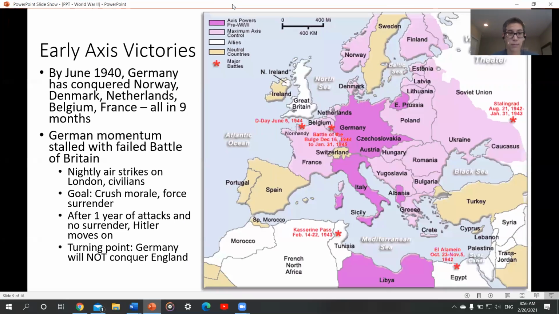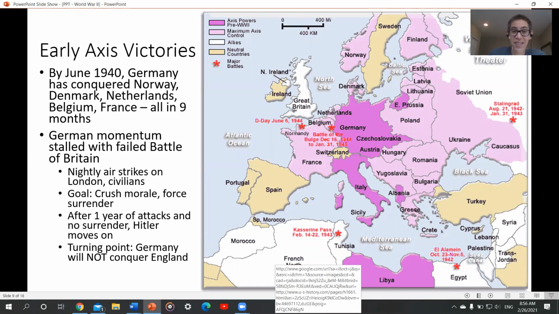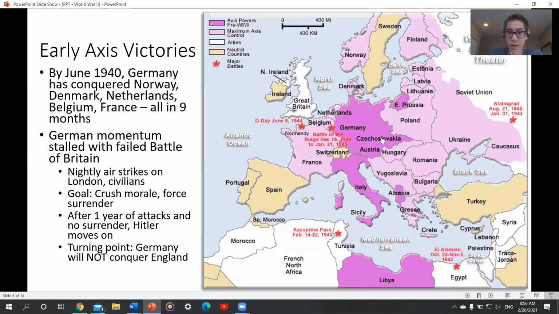So that by 1940, Hitler has conquered all of those pink and light pink colors. He's got his initial empire of Czechoslovakia, Austria. He's got parts of Poland as well. But he also goes up to Norway, Denmark, the Netherlands, Belgium, and France. All of that in 9 months.